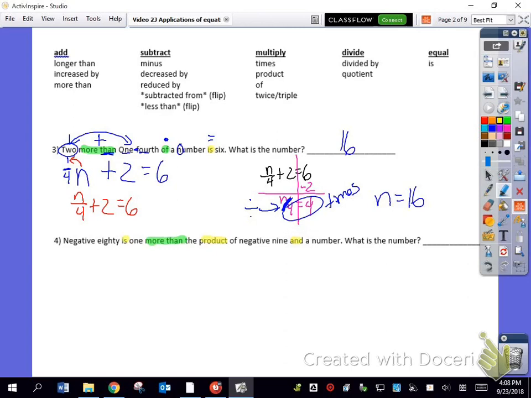and a number. Now, when you see the "of," go ahead and look for the "and."